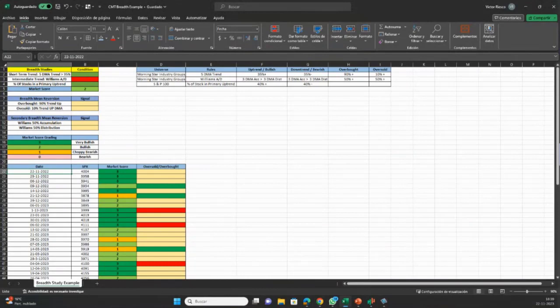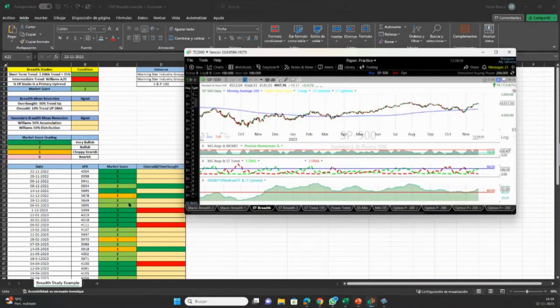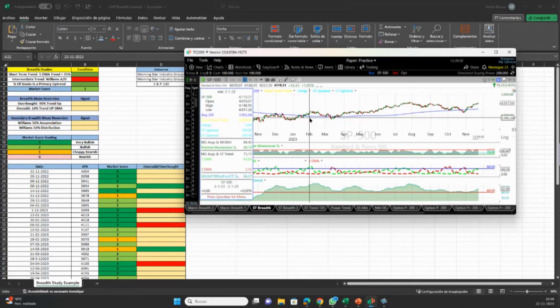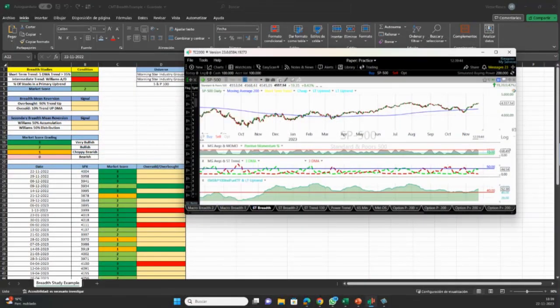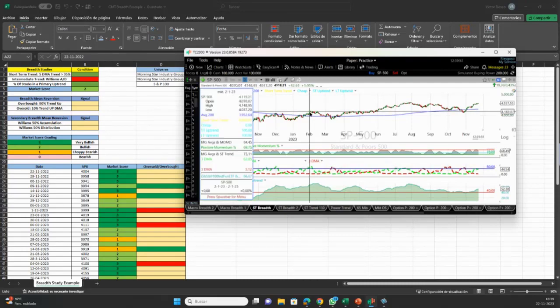We got one of the first overbought signals here in red. For example, the 6th of February. Right here, we got an extreme move in accumulation that was over 50%, and that's one of the overbought signals that triggered.